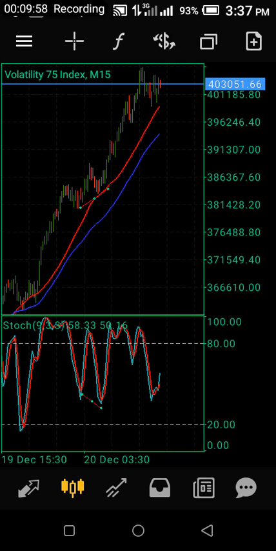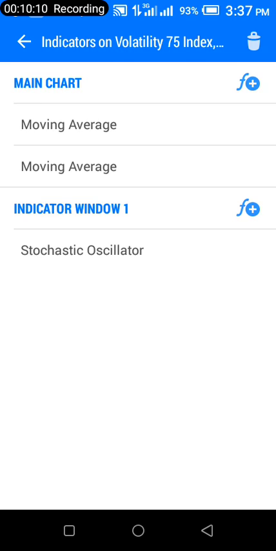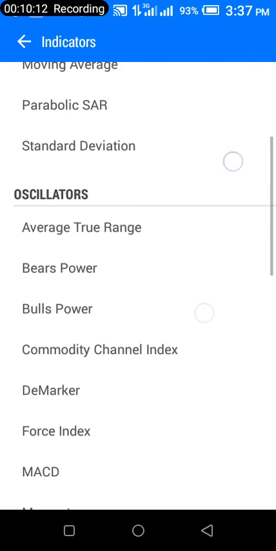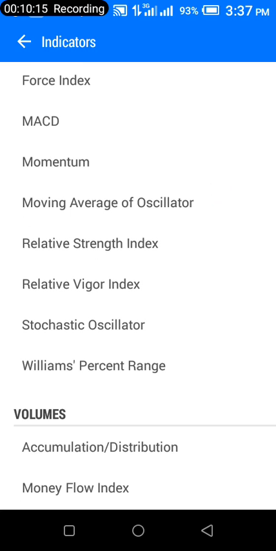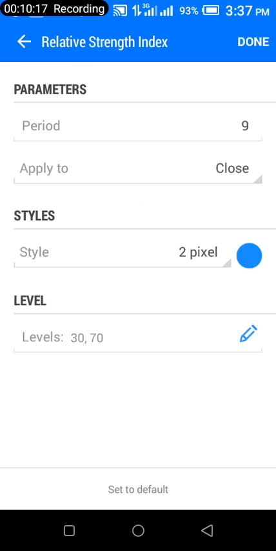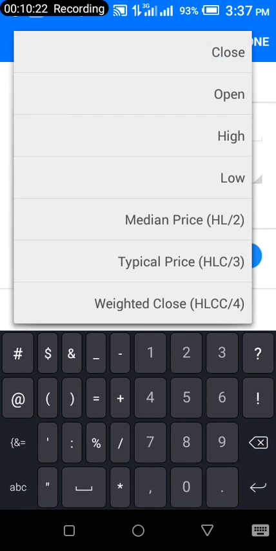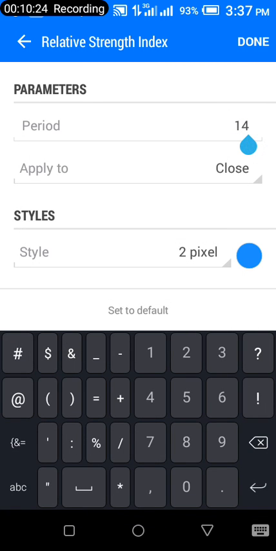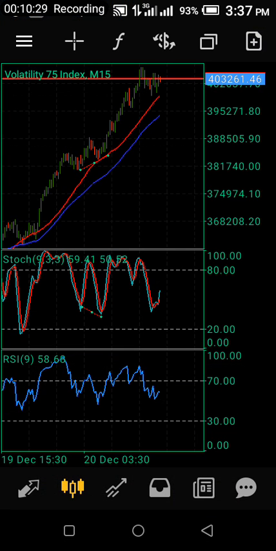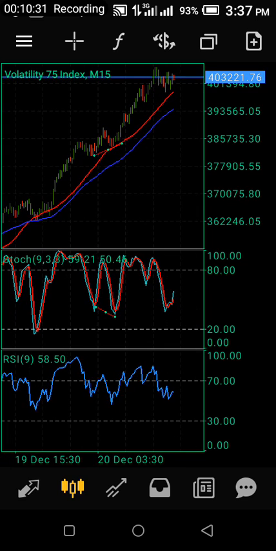But some people said they don't know where to enter. That is the reason why I want to use an RSI to teach them how to spot an entry. Then you can add an RSI, that's the Relative Strength Index. By default it's 14, but you have to change it. As I said in that lecture, you change it to 9, then close, then done. Can you see? This is the RSI.